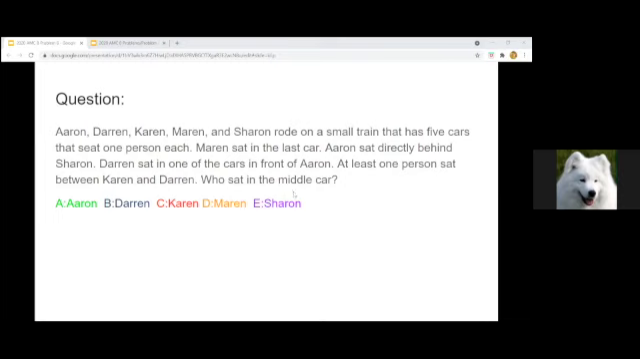Aaron sat directly behind Sharon. Darren sat in one of the cars in front of Aaron. At least one person sat between Karen and Darren. Who sat in the middle car? Your options are Aaron, Darren, Karen, Marin, and Sharon.